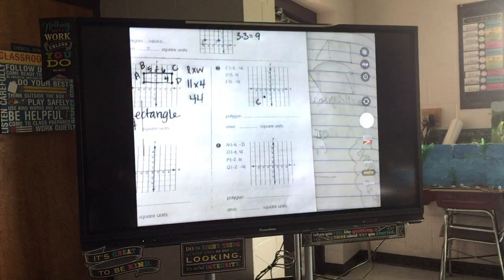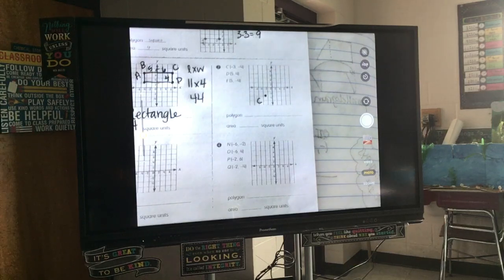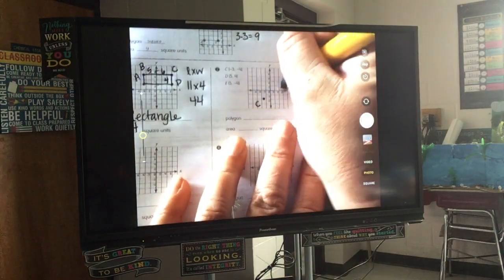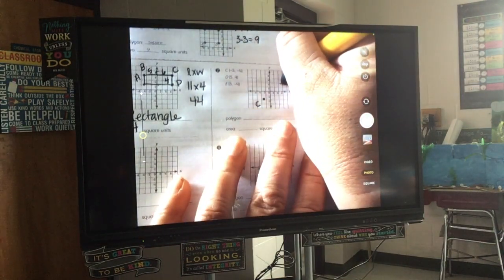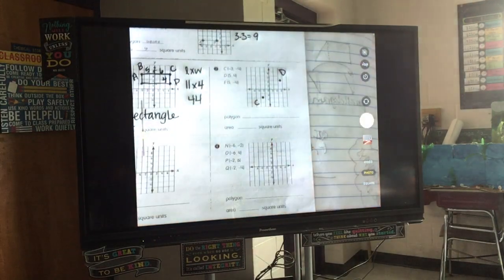All right, how do I get to point D? How do I get to point D? I heard conversations going on, so it's not like you weren't working. Speak up a little bit. I can't hear anything you're saying. And up 4. So to the right 5 and up 4, which is right here. Okay, that's going to be D. And then the last one is E.